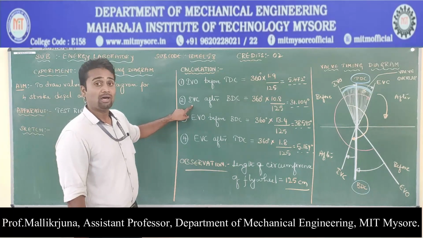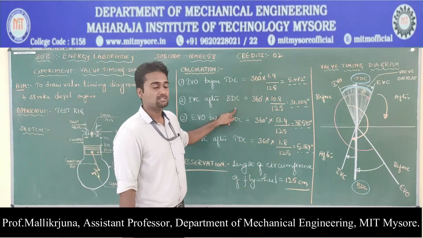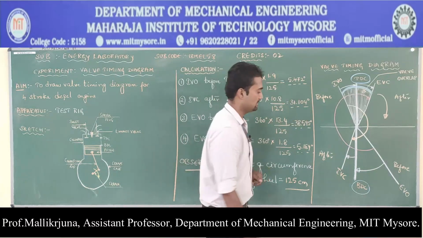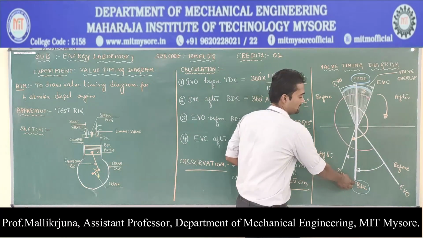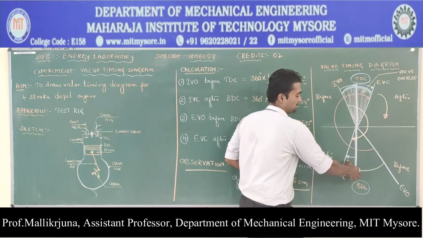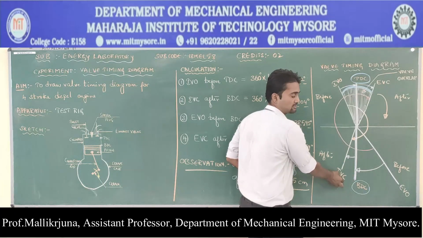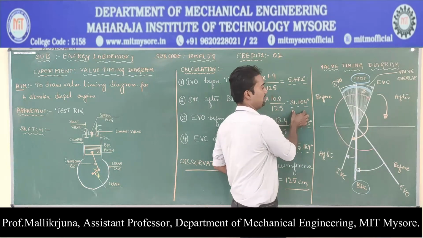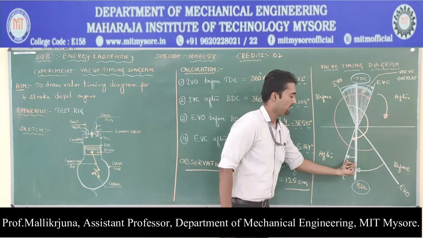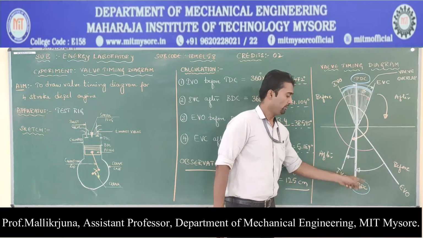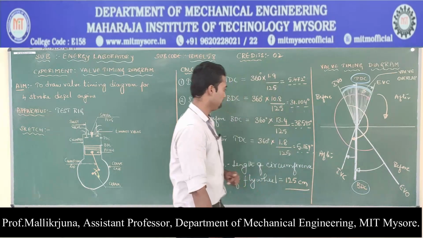Next thing is inlet valve closing. After BDC, the value is 31.104 degrees. This is BDC, and this is after BDC. So from BDC, this is the angle at which the inlet valve closes. With respect to BDC, this angle is 31.104 degrees. At this angle, the inlet valve is getting closed with respect to the BDC.